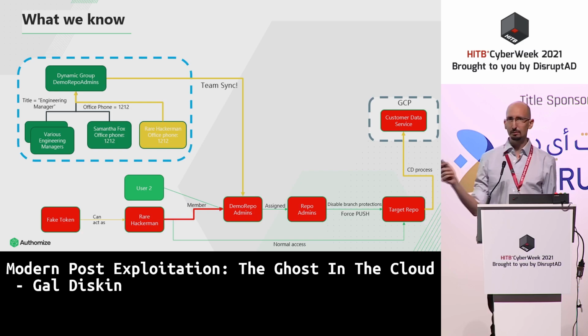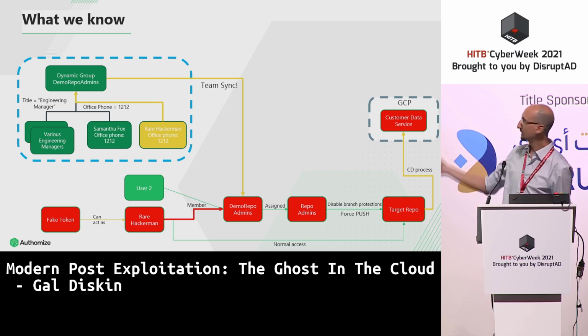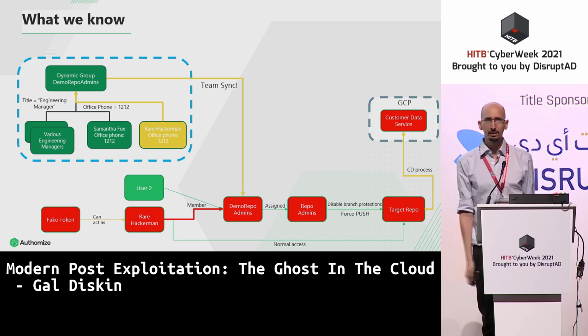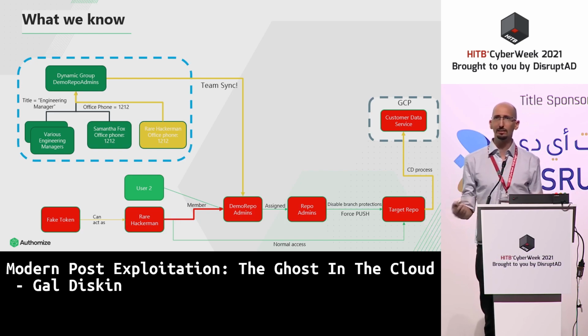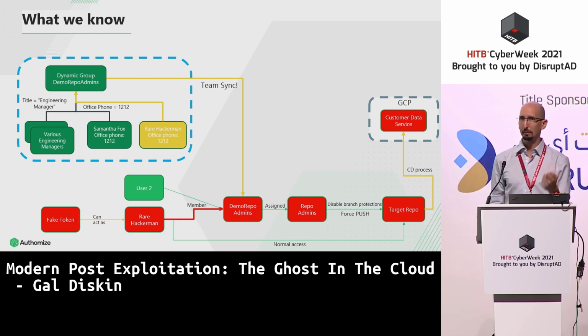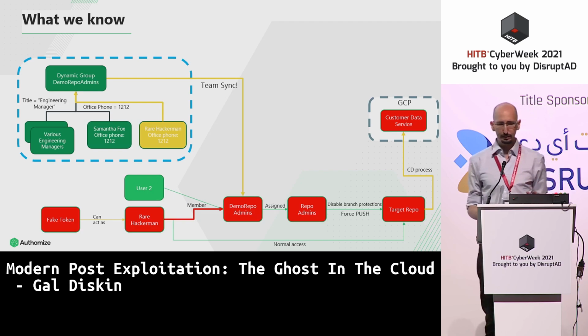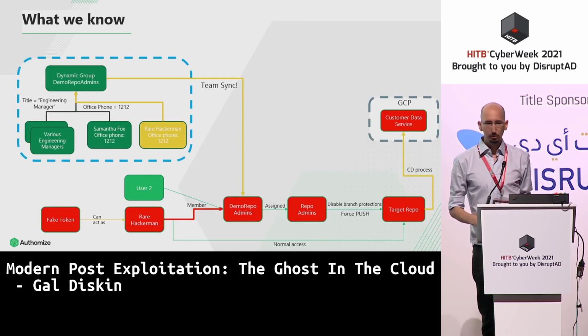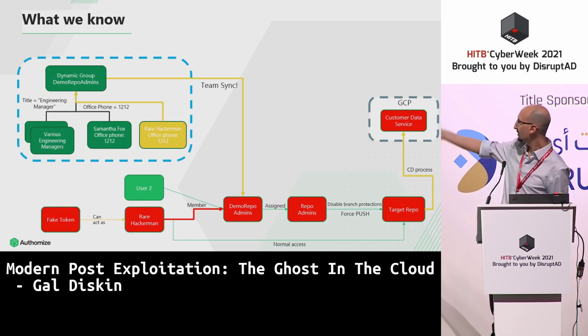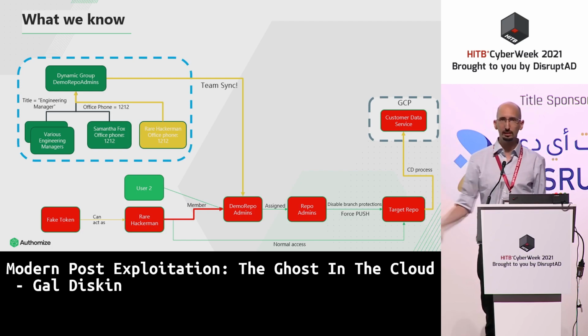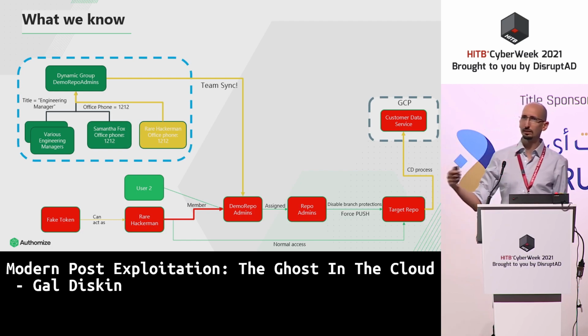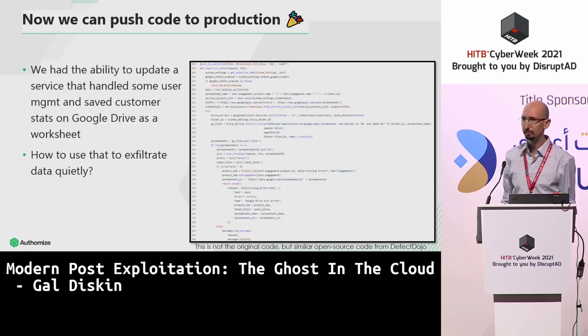So now that we have the team sync, we basically managed to compromise the entire chain and we can push our code. But we still want this code to stay there for a long time, right? And we want to exfiltrate the data in a way that will be as invisible as possible. Obviously, between the point that we push data to the target repository and the point that it arrives in GCP, we need to wait for a CD process or a release point in time that the code will actually move.